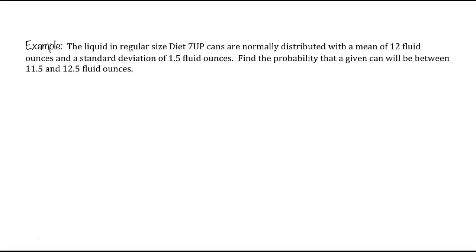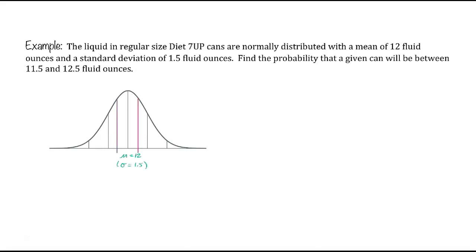In this example, we are told that the liquid in regular-sized Diet 7-Up cans are normally distributed with a mean of 12 fluid ounces and a standard deviation of 1.5 fluid ounces. We're going to find the probability that a given can will be between 11.5 and 12.5 fluid ounces. As always, let's start with our picture of a normal distribution. In this case, we have a mean of 12 and a standard deviation of 1.5. We want to find the probability of a can being between 11.5 and 12.5. That is, we're looking for the area under the curve between 11.5 and 12.5.